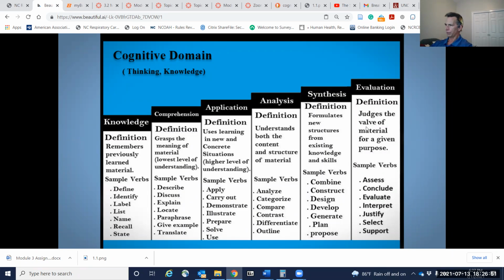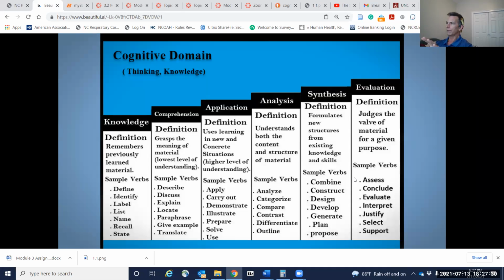Is what's more appropriate. For example, if you demonstrate something, that means you're physically going to demonstrate an application, right? Versus illustration. Illustration could be done a number of ways. You could write about it, you could draw it, you could demonstrate, you literally could illustrate it through action. But it's just a matter of how you want to envision what that domain should look like. In most cases, you're going to be going up to these upper levels and thinking about how you would get them to formulate new structures from existing knowledge and skills.